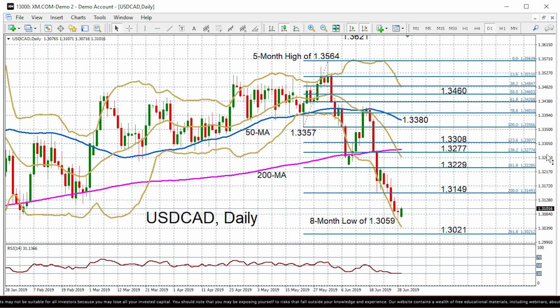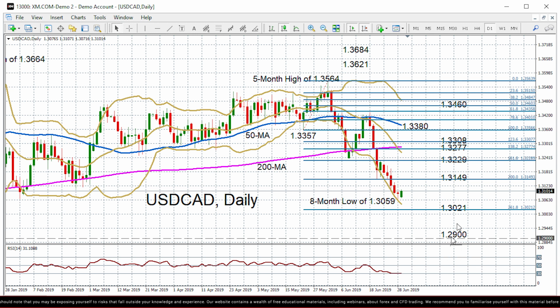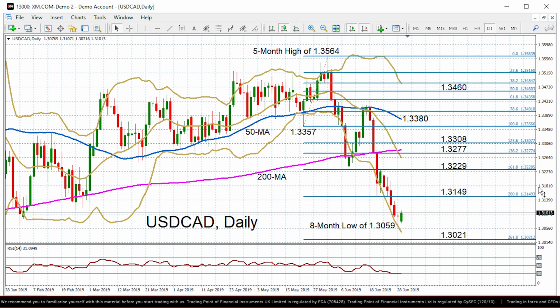If we were to see a break below 1.3021, the next support to have in mind is the 1.29 handle, which has been a key support area in the past. That would reinforce the downtrend and could help shift the current medium-term picture, which is fast turning from bullish to neutral. Then we would see that turning decisively bearish if that trend continues.